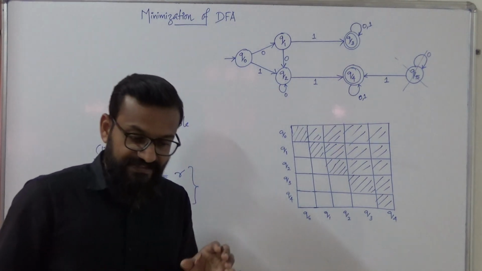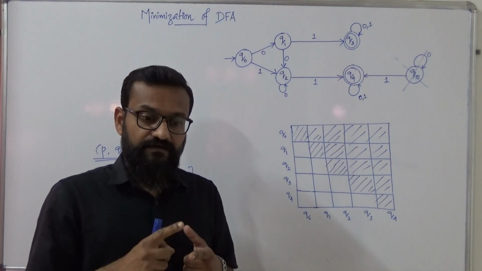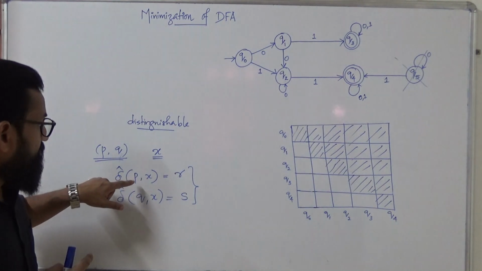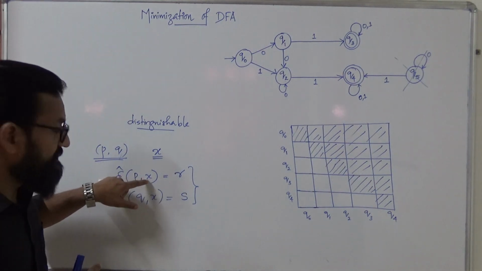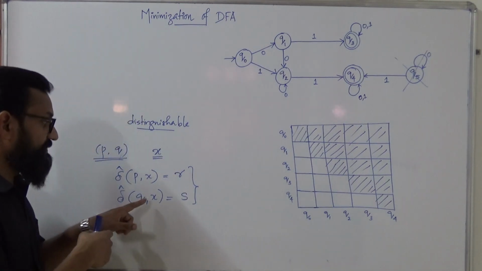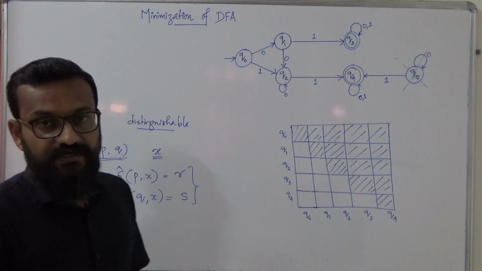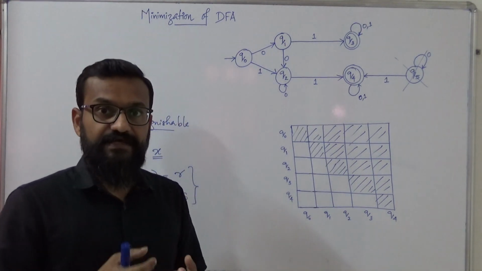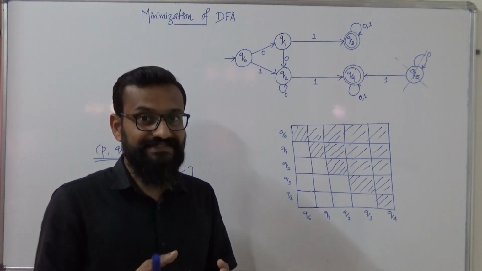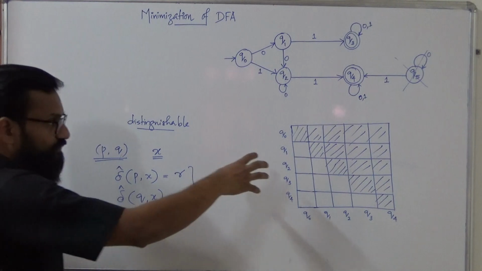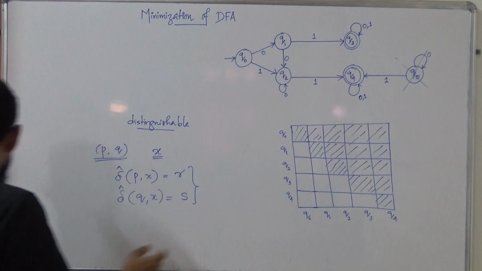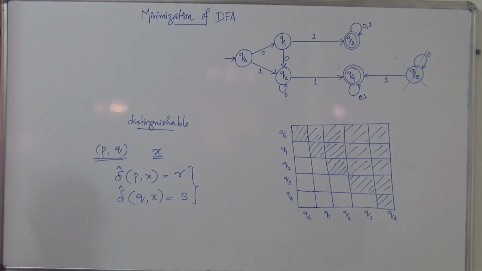In the sense, if there exists at least one string for which, starting from P and consuming that string, it leads to a final state, and starting from the other state and consuming x, it leads to a non-final state. If you can identify such a string, then that pair of states is said to be distinguishable. So you need to identify all those pairs that are distinguishable and mark them. That is the first step involved in the table filling method.